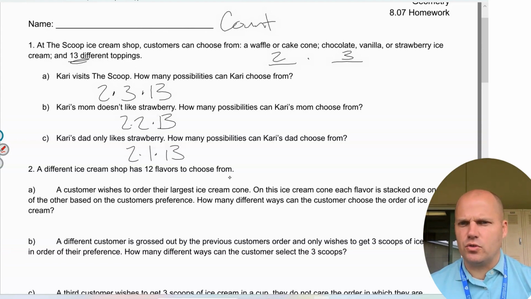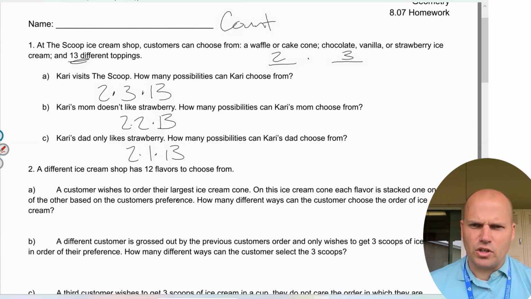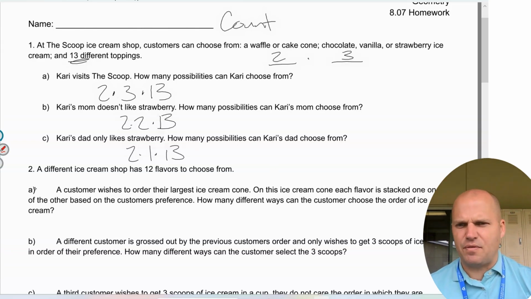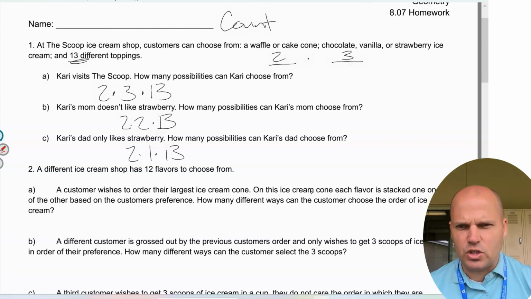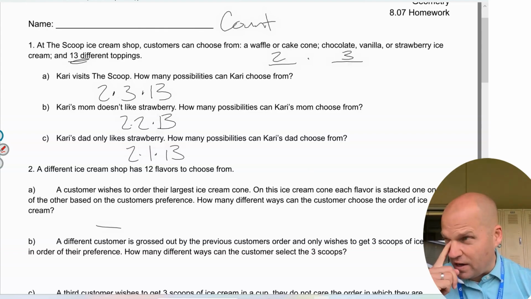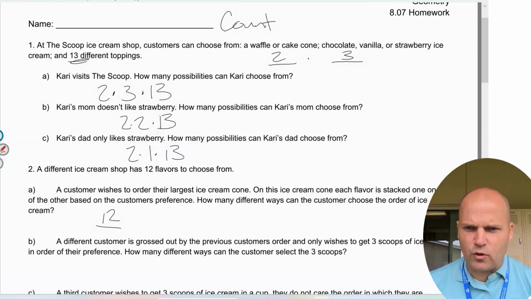A shop has 12 flavors to choose from. A customer wishes to order their largest ice cream cone. On this ice cream cone, each flavor is stacked one on top of the other based on the customer's preference. How many different ways can the customer choose the order of ice cream? Well, this is the idea behind the introduction of a factorial. We've got 12 choices for the first ice cream on top of the cone.